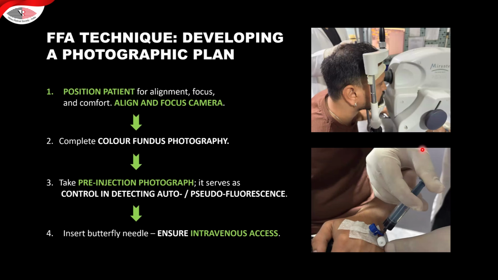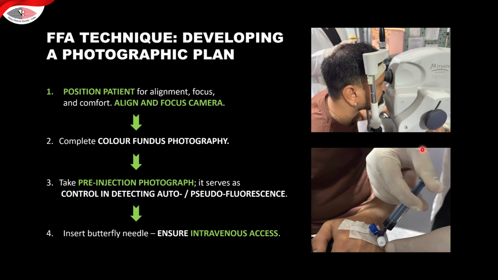Now coming to the technique, one has to have the patient seated well, and of course they're on a chin rest and well focused. First you take the color photos as you desire on the patient, and take the pre-injection photos so that it also helps in controlling and detecting auto or pseudo fluorescence, which we'll discuss in a little while.